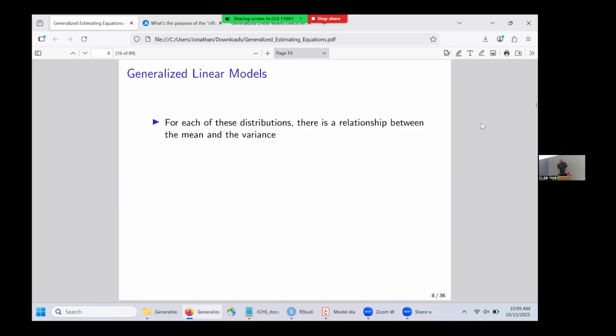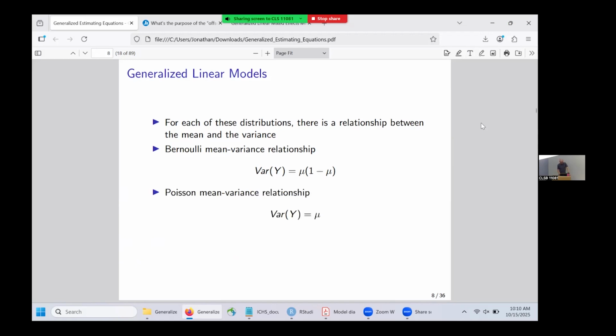So for each of these distributions, there's a relationship between the mean and the variance. For example, for the Bernoulli distribution, the variance is equal to the mean times 1 minus the mean. We're probably used to seeing p times 1 minus p for the Bernoulli distribution, but p is equal to the mean for this distribution, so I'm using mu.